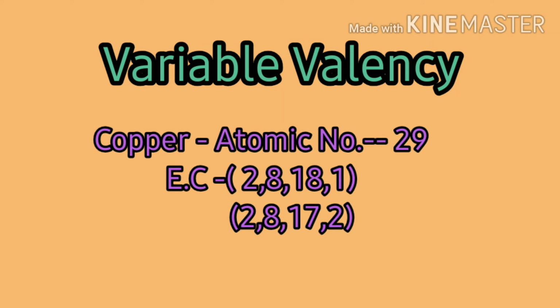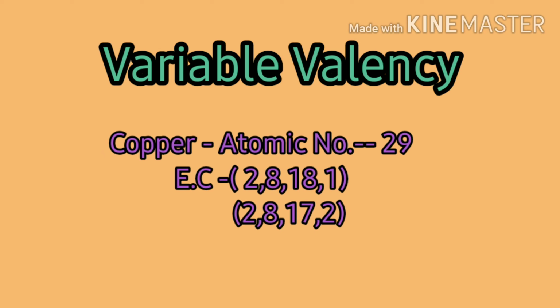For example, see, I take copper. The atomic number of copper is 29. So the electronic configuration is 2, 8, 18, 1. So in the outermost shell, it has only one electron. So it loses one electron to be octet. So the valency is 1+. There is one electron in the outermost shell, so it loses one electron and the valency of copper is 1+.